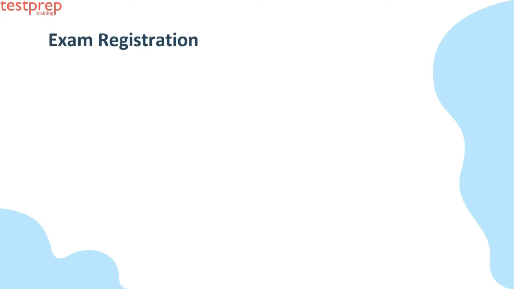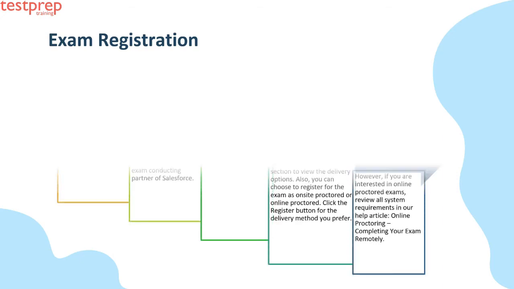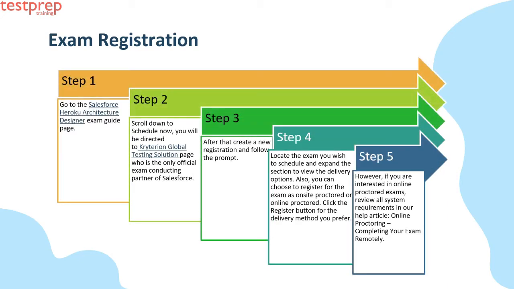Now we will talk about exam registration. To register yourself for the examination, follow the steps mentioned below. First, go to the Salesforce Heroku Architecture Designer Exam Guide page. Second, scroll down to Schedule Now. You will be directed to the Criterion Global Testing Solution page, which is the only official exam conducting partner of Salesforce. Third, after that create a new registration, and follow the prompts.